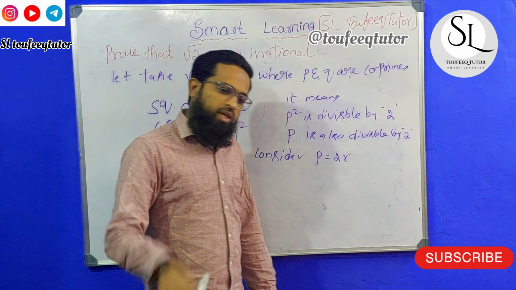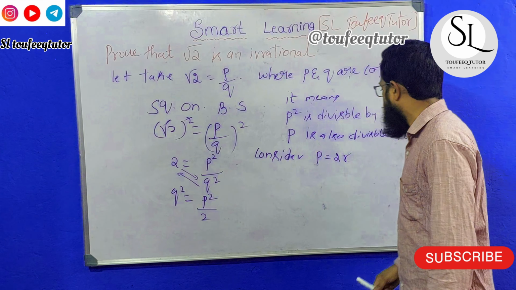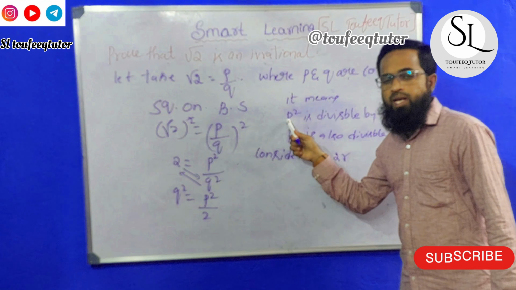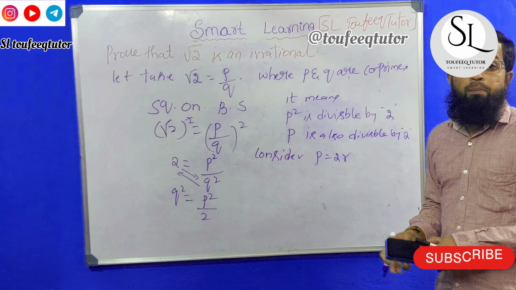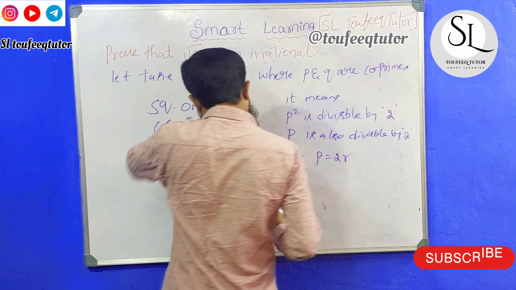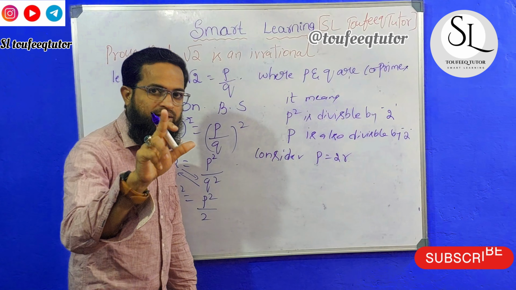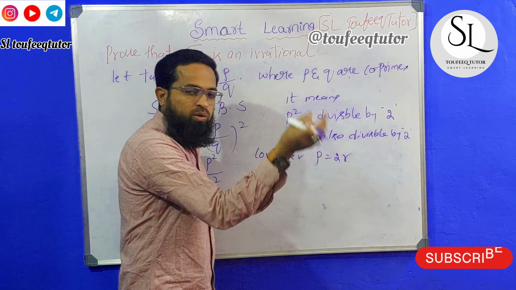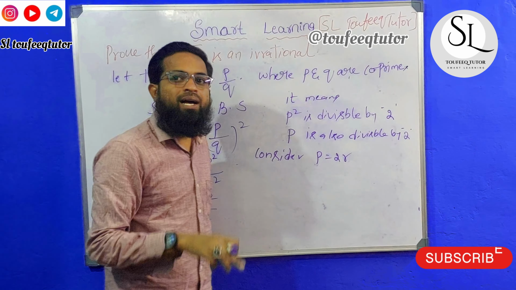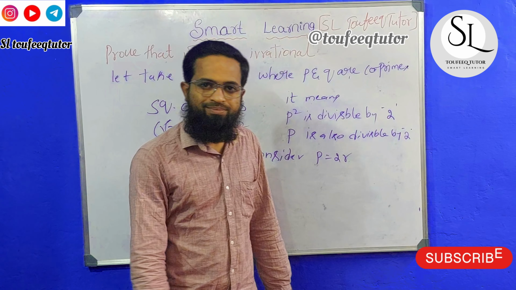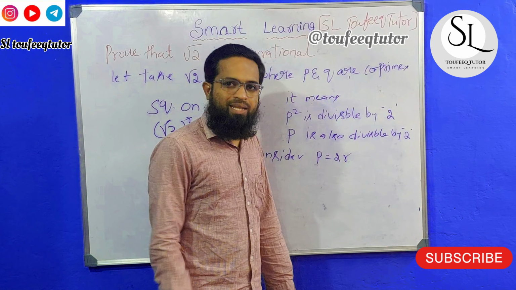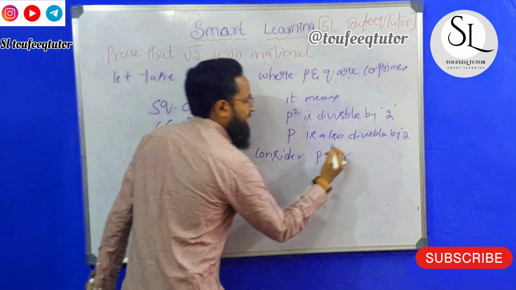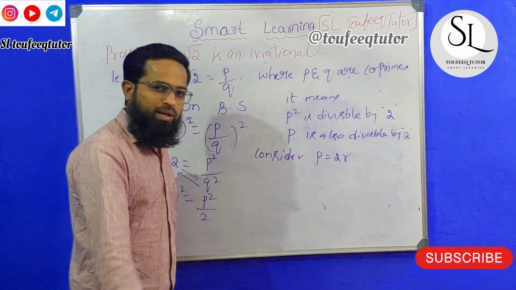Sir, why did you take the 2R? The question rises. Because here P square is divisible by 2, then P is a multiple of 2, even. Am I right? So what is that number? We do not know. We are considering R as a real number. So we are considering P is equal to 2R.